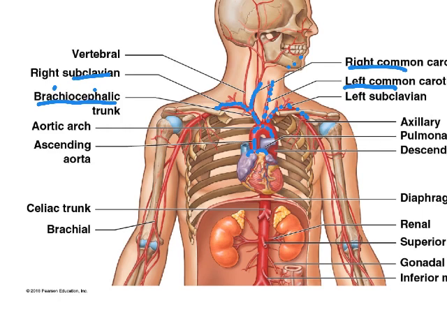Okay, so eventually we end up with some symmetry where we have a right and left subclavian, we have a right and left common carotid, a right and left internal carotid and external carotid, but they just start out a little bit different. On the right side, it starts out as a brachiocephalic trunk, and then it splits.